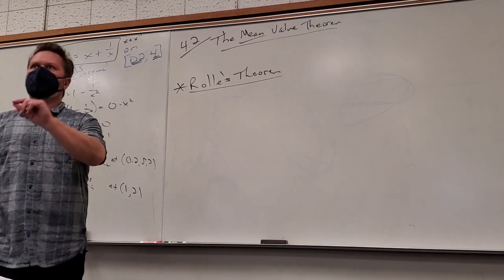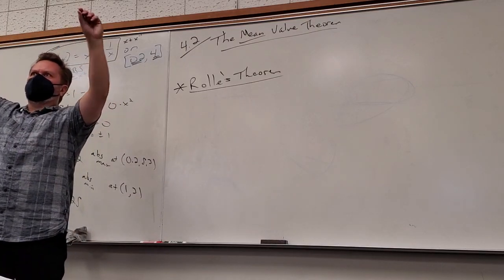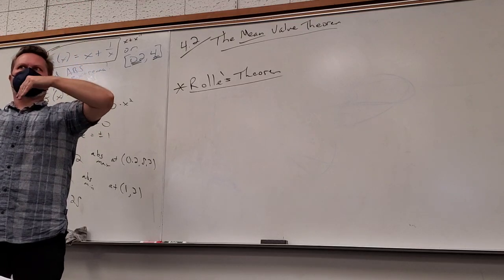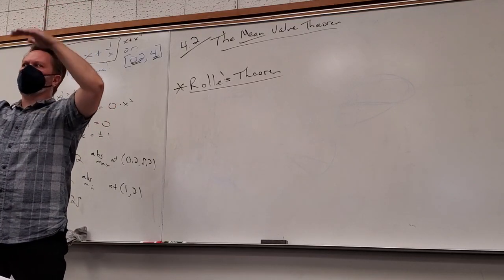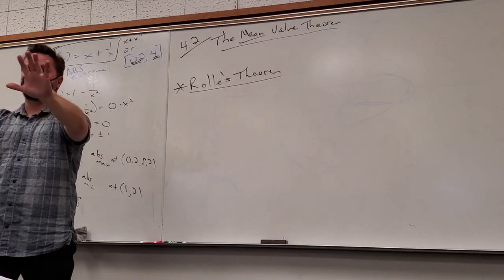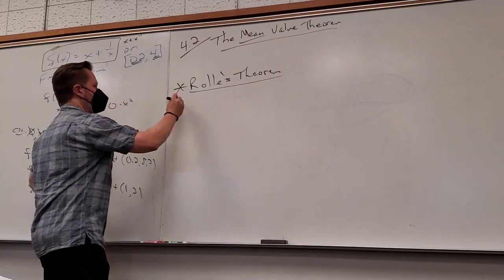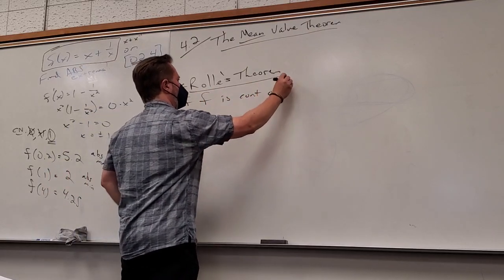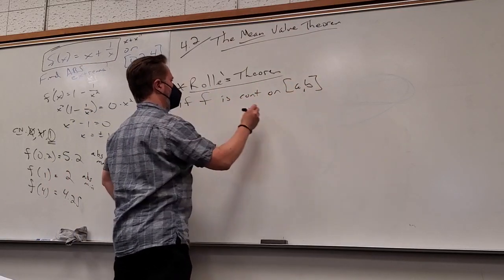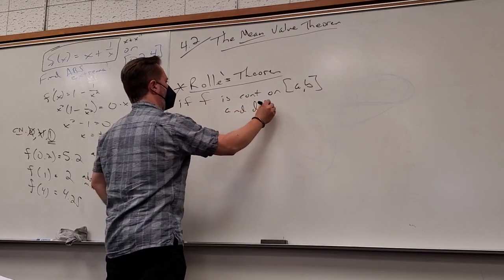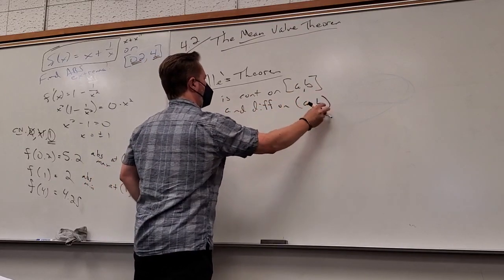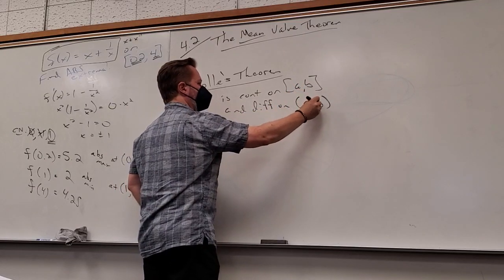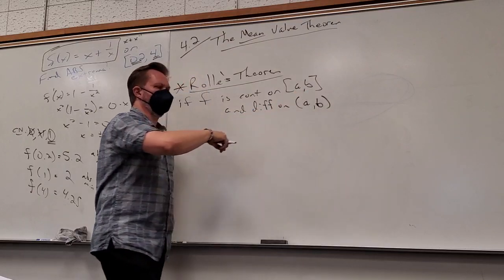The mean value theorem and Rolle's theorem were thought up at the same time. Rolle's theorem is a specific instance of the mean value theorem, but it's a beautiful place to start because it's really straightforward. What it says is, if I have a function that is continuous on some closed interval [a, b] and differentiable on the open interval (a, b), it doesn't have to be differentiable at the endpoints, but it does have to be continuous.